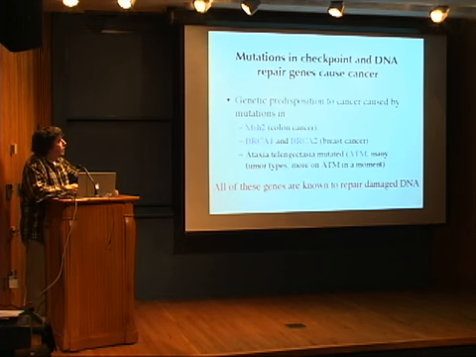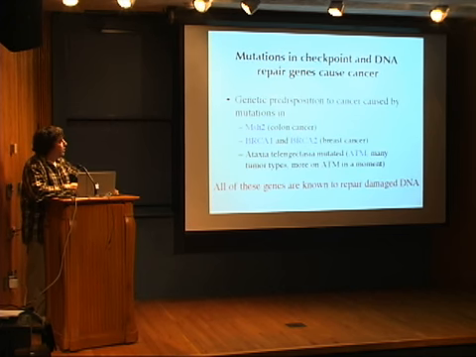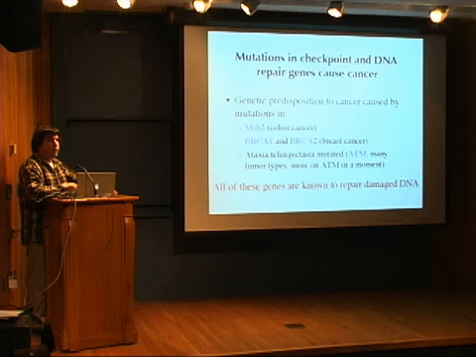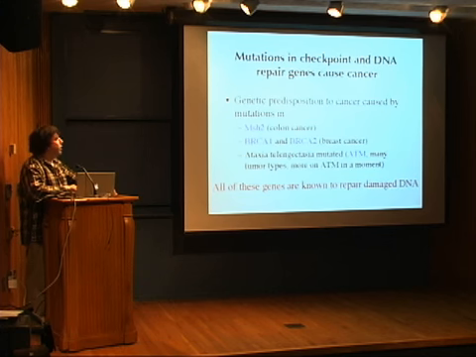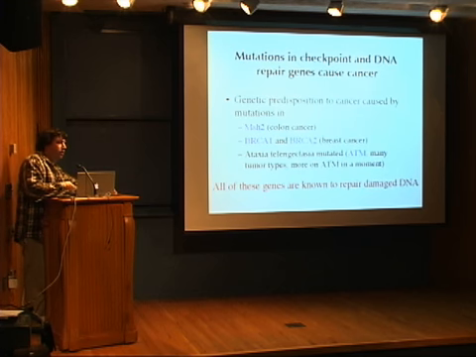So mutations in an enzyme that's known to repair DNA damage, called MSH2, the function of this enzyme is actually to repair mismatches in DNA when DNA replication makes a mistake. And people who have mutations in this gene have a much higher chance of eventually developing colon cancer than do people who don't.